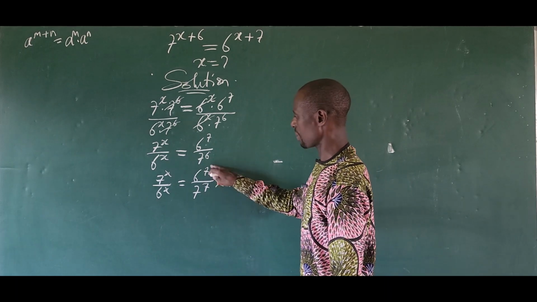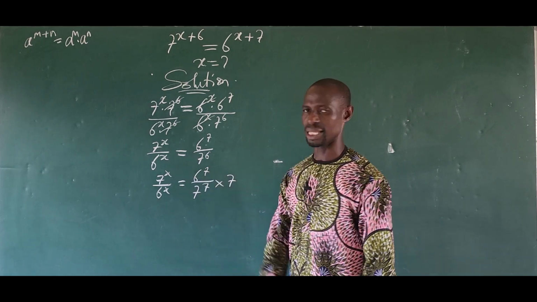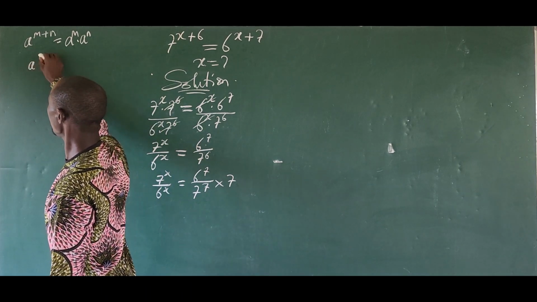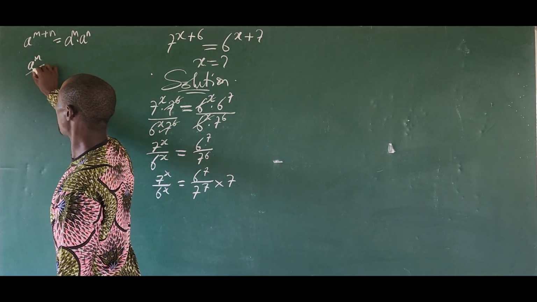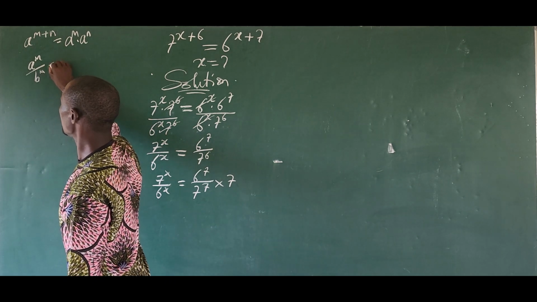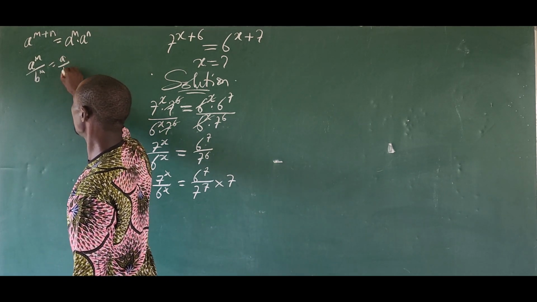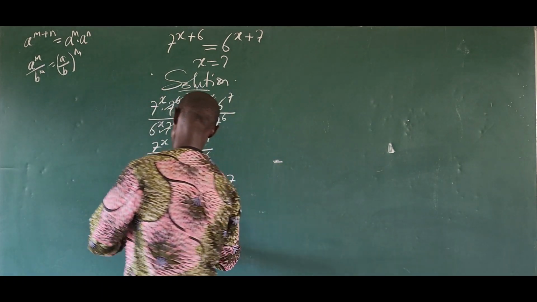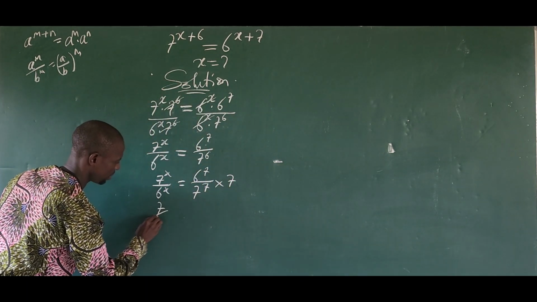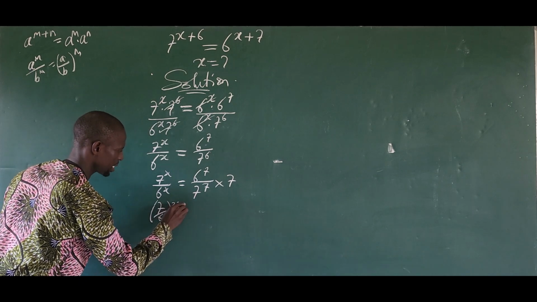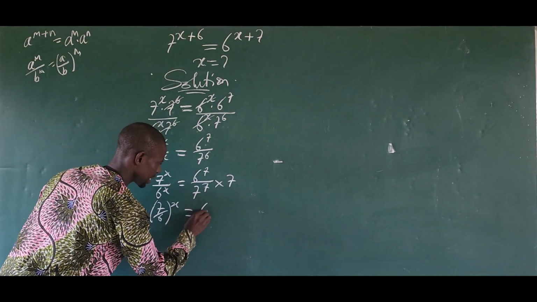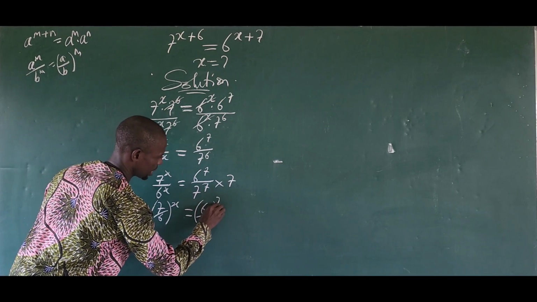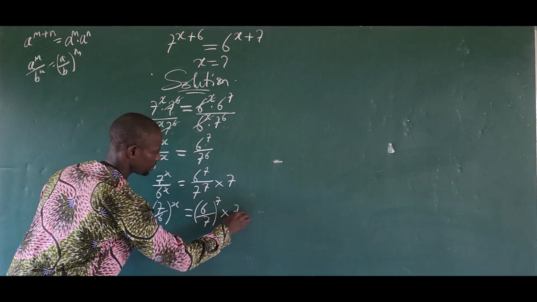So now that the powers here and the powers here are the same, we apply another law of indices. We say that if you have a to the power of m all over b to the power of m, this is the same thing as a all over b all raised to the power of m. Okay, so applying that, this is going to give us 7 all over 6 all raised to the power of x. This is equal to 6 all over 7 all raised to the power of 7 times 7.